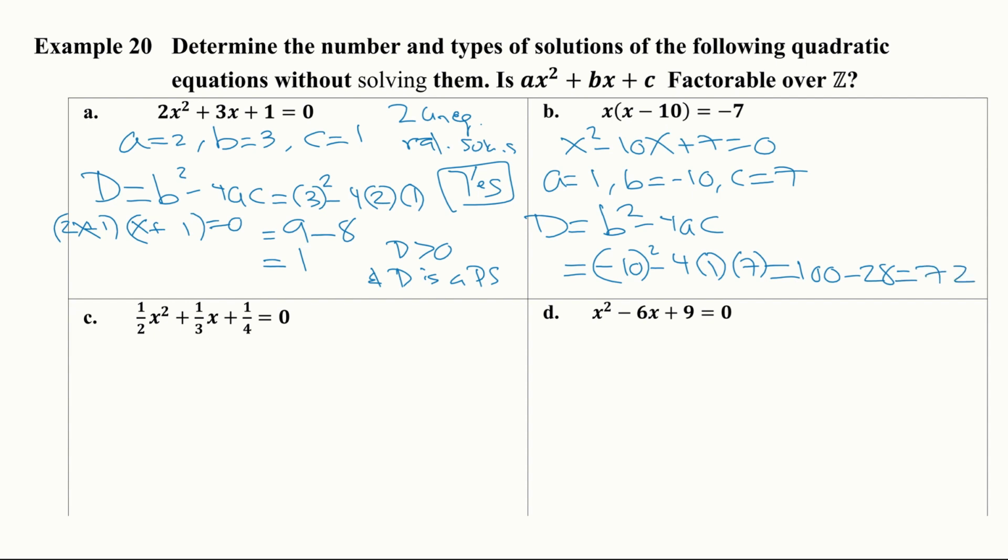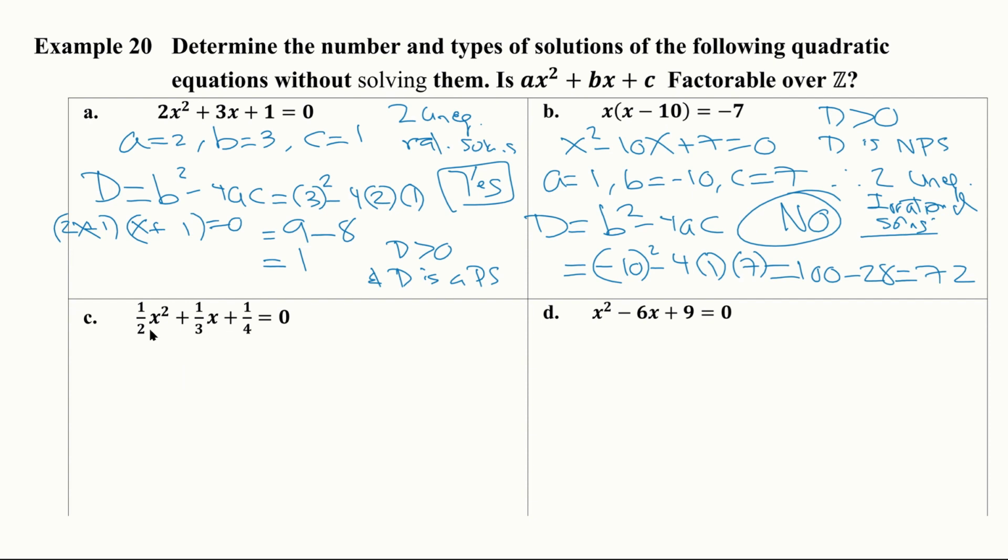So notice D is greater than 0, but D is not a perfect square. So therefore, two unequal irrational solutions. And is it factorable over the set of integers? No. Okay? How about this one?